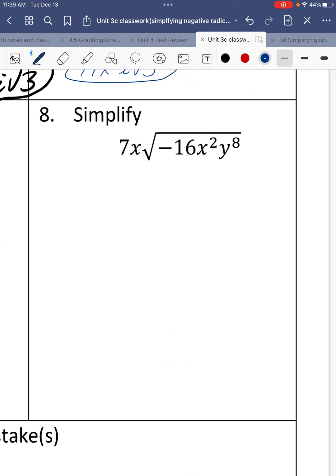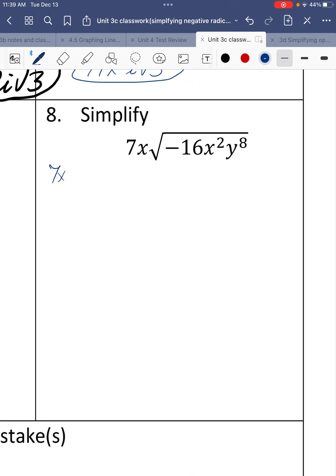And let's do number 8. So we have 7x square root negative 1. 16 is a perfect square, so we don't break that up. X squared, that's going to be an even exponent, so we're going to divide that by 2 into 1 group. And x y to the 8th is also going to be all divided out into 4 different groups. So we have 7 times square root of 16 is 4. Square root of x squared is x. Square root of y to the 8th is y to the 4th. Don't forget about the i.